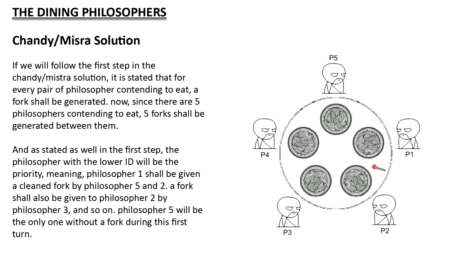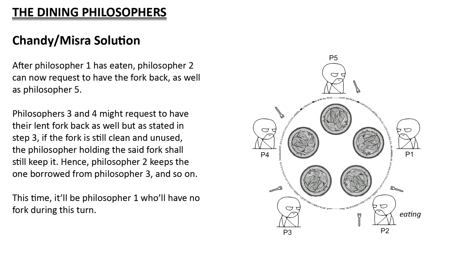Here is a sample illustration for the Chandy Misra solution. If we follow the first step in the Chandy Misra solution, it is stated that for every pair of philosophers contending to eat, a fork shall be generated. Now, since there are 5 philosophers contending to eat, 5 forks shall be generated between them. And as stated as well in the first step, the philosopher with the lower ID will be the priority, meaning philosopher 1 shall be given a clean fork by philosophers 5 and 2. A fork shall also be given to philosopher 2 by philosopher 3, and so on. Philosopher 5 will be the only one without a fork during this first turn.